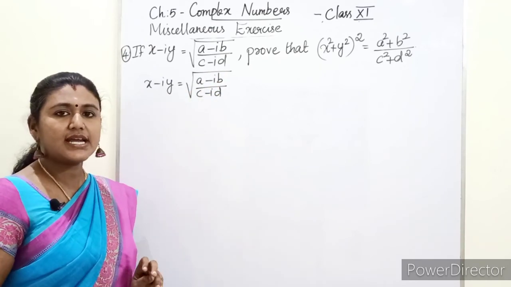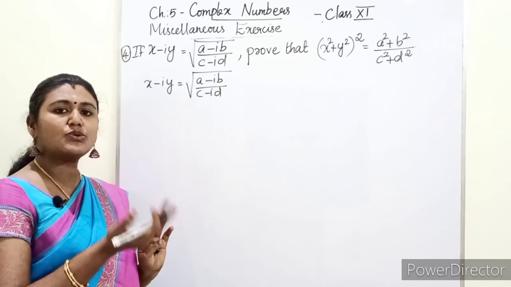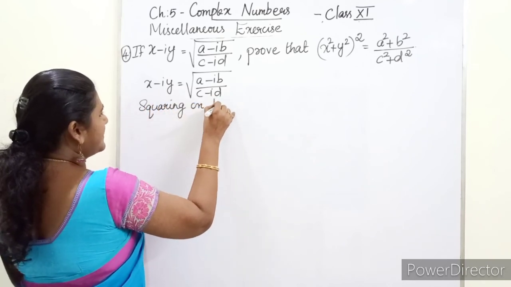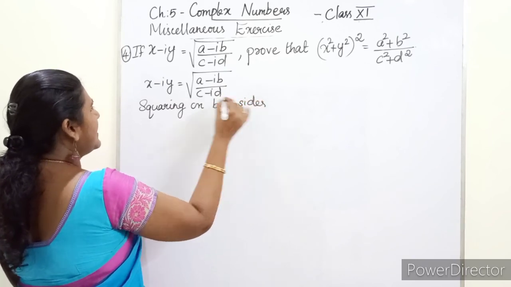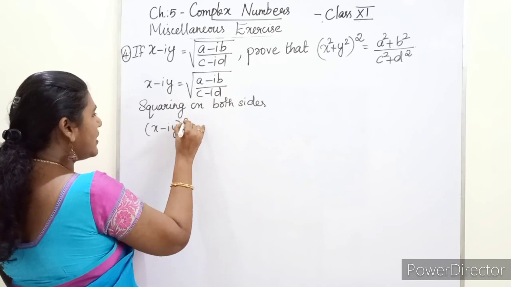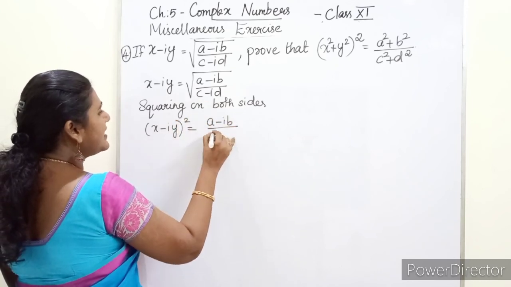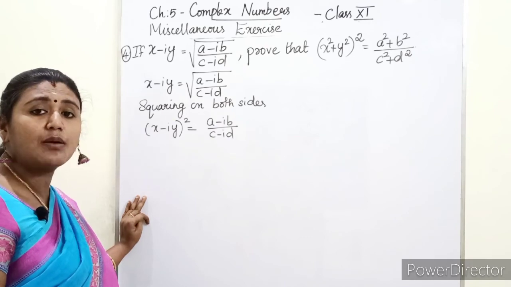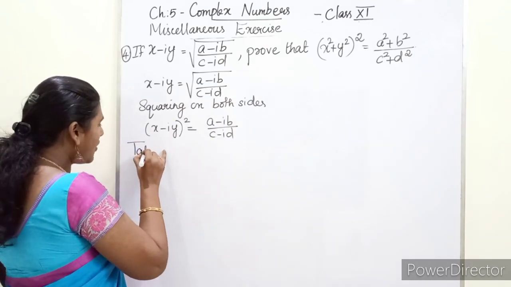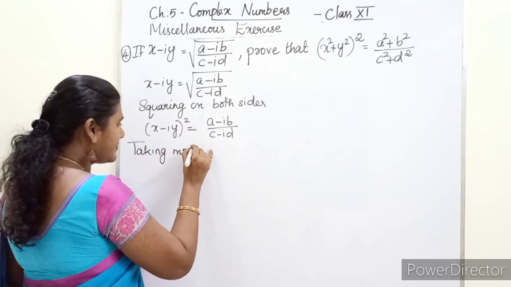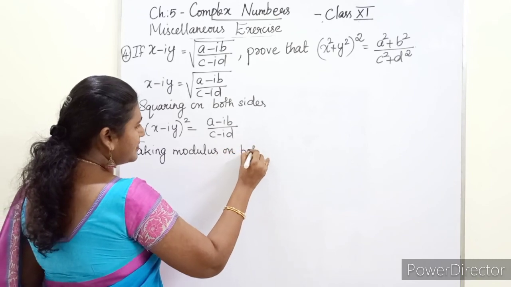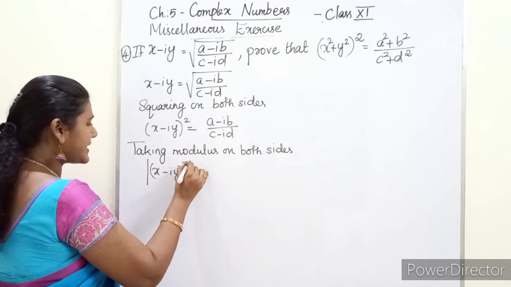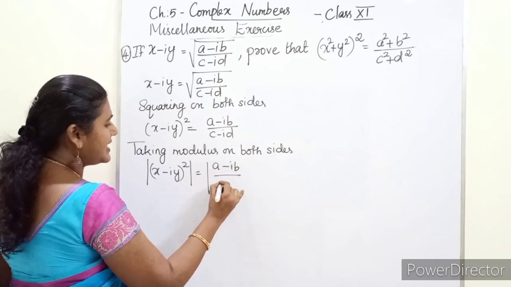Here if you see the right side we have a square root. To remove the square root we will square on both the sides. So squaring on both the sides, in the left side you will have x minus iy the whole square equal to, right side this square root symbol will get removed, so a minus ib by c minus id. Now what we have to do, we have to take modulus on both the sides. So modulus of x minus iy the whole square is equal to modulus of a minus ib by c minus id.